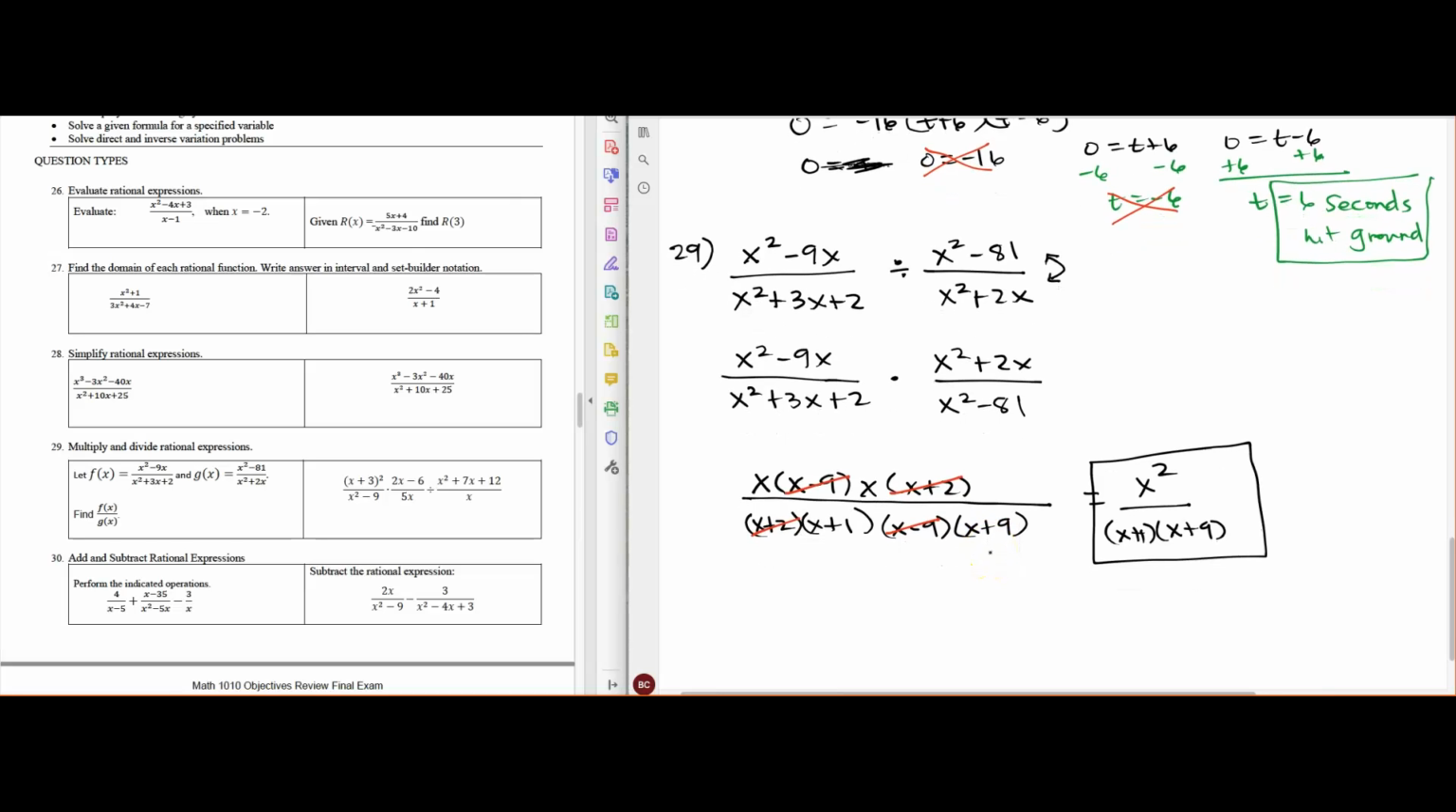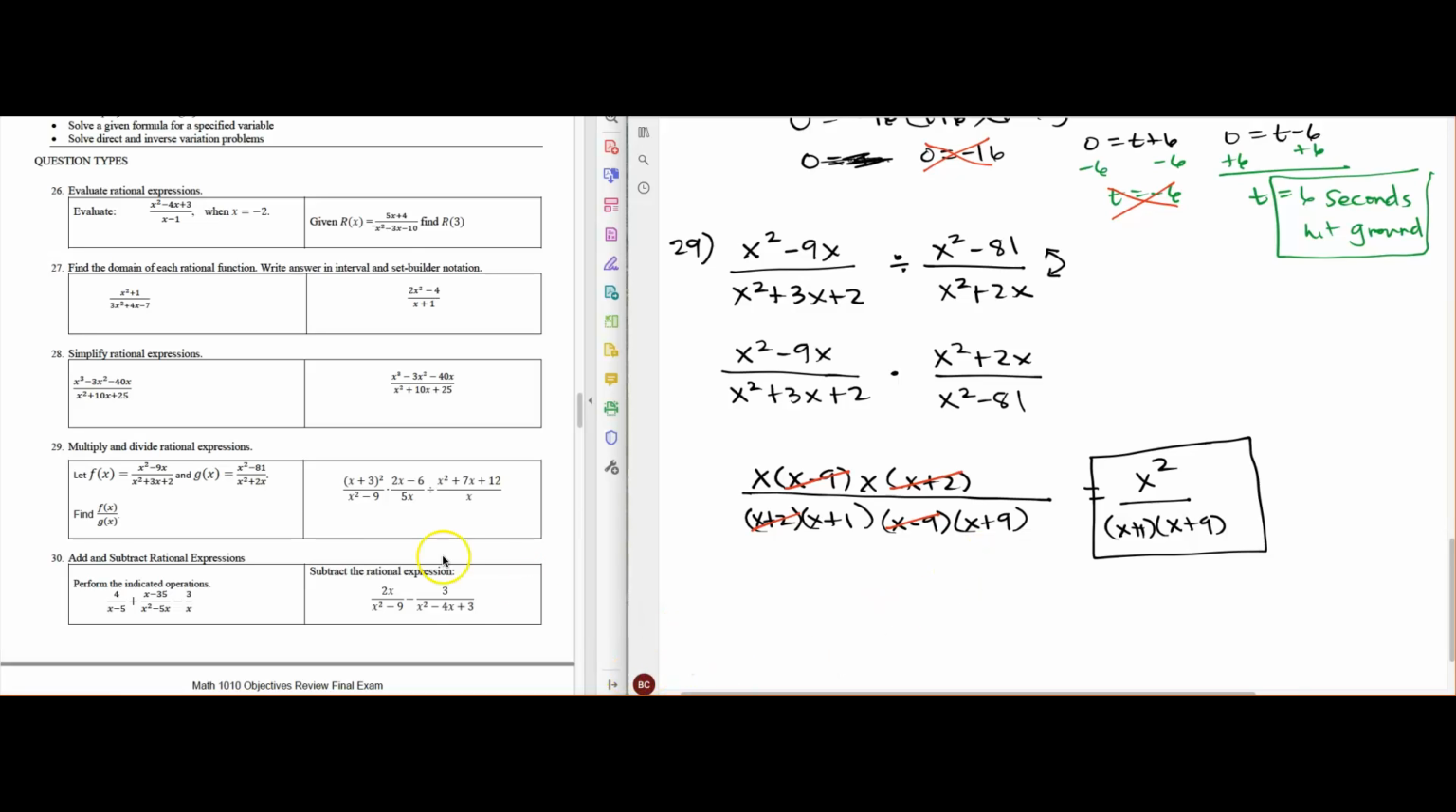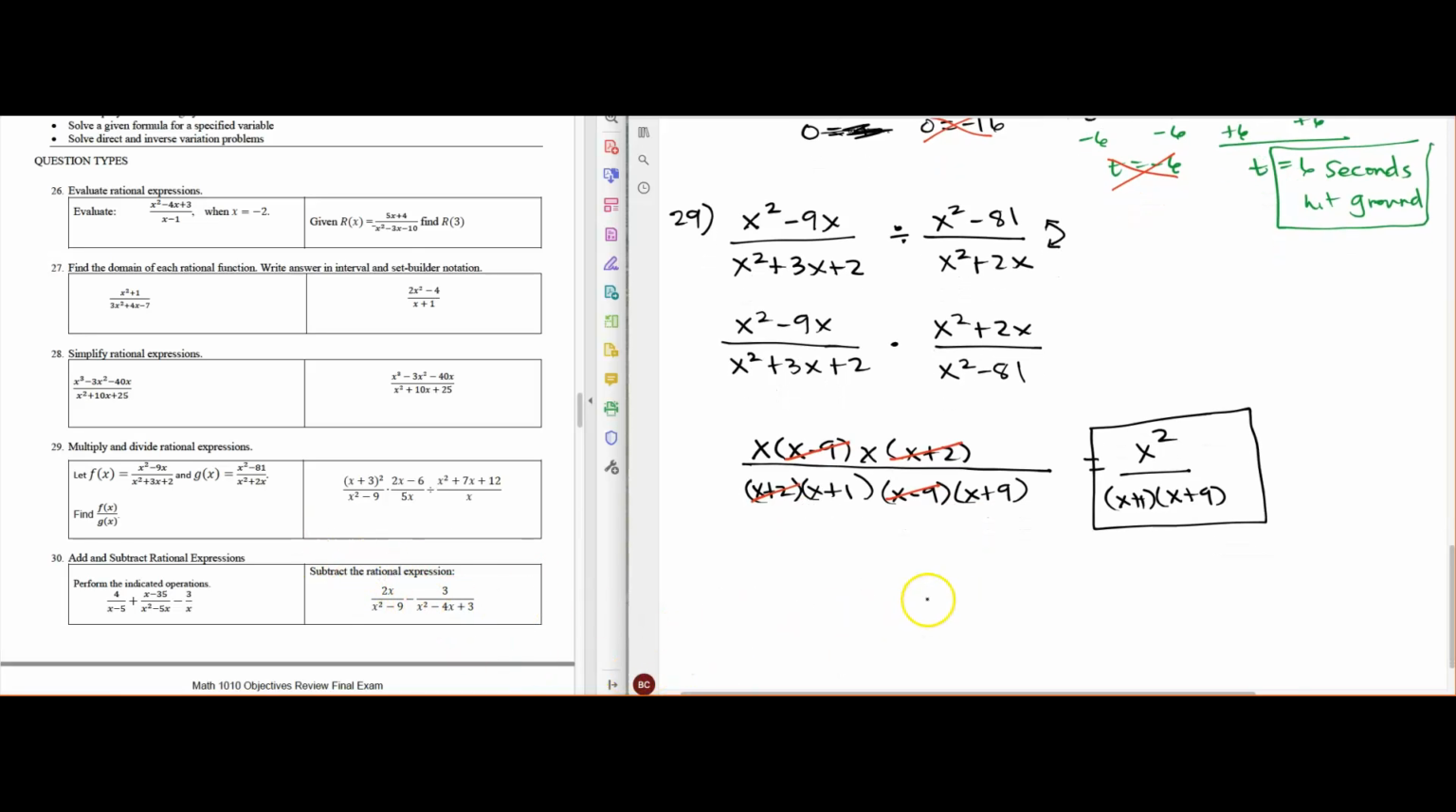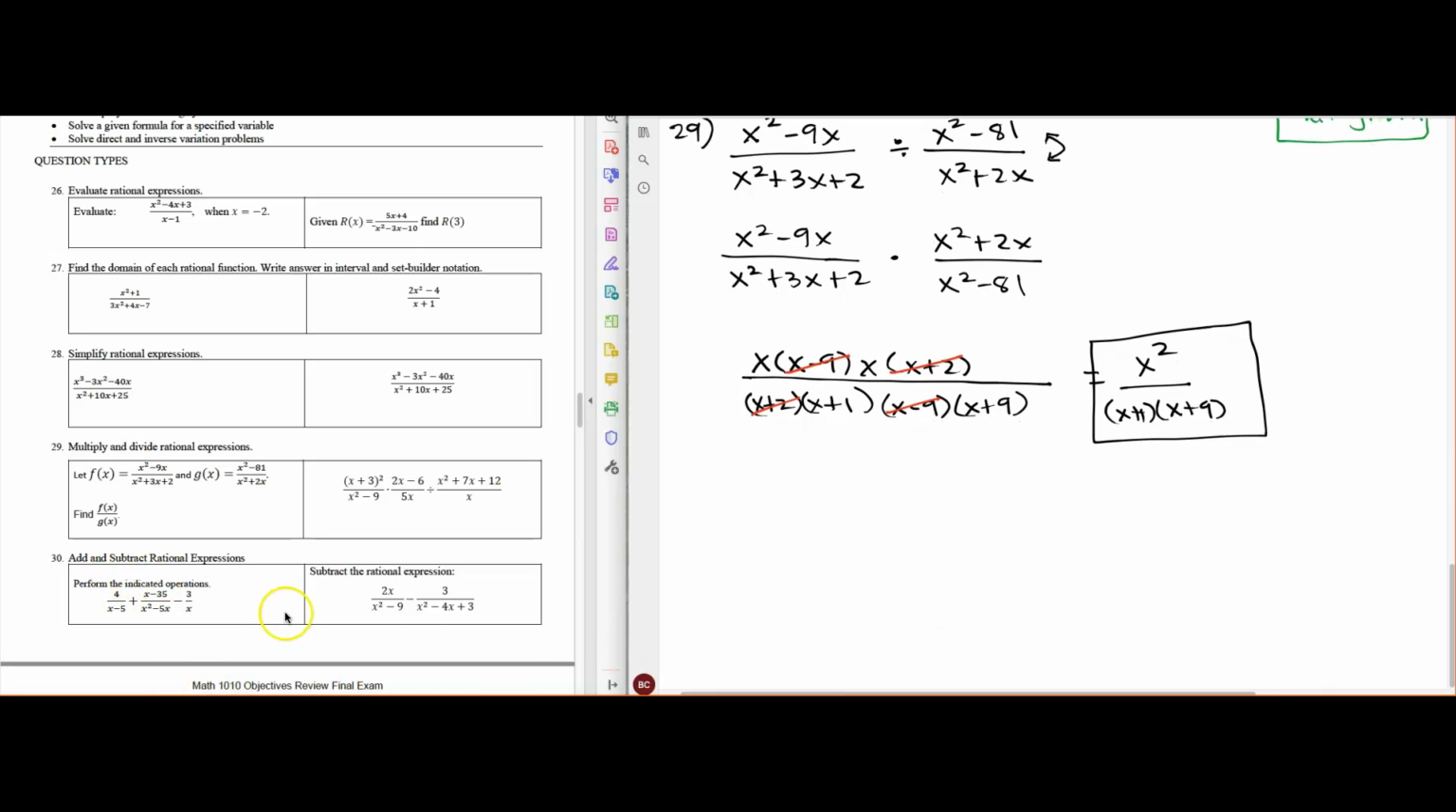Okay, now let's look at the subtract one, because the subtract one tends to have more problems. There might be a multiply or divide question, there might be an add or subtract question, right? But the subtract tends to have a little bit more problems just because of that subtract sign. So let's look at this one, I guess this is kind of like 30b. I have 2x over x squared minus 9 minus 3 over x squared minus 4x plus 3.